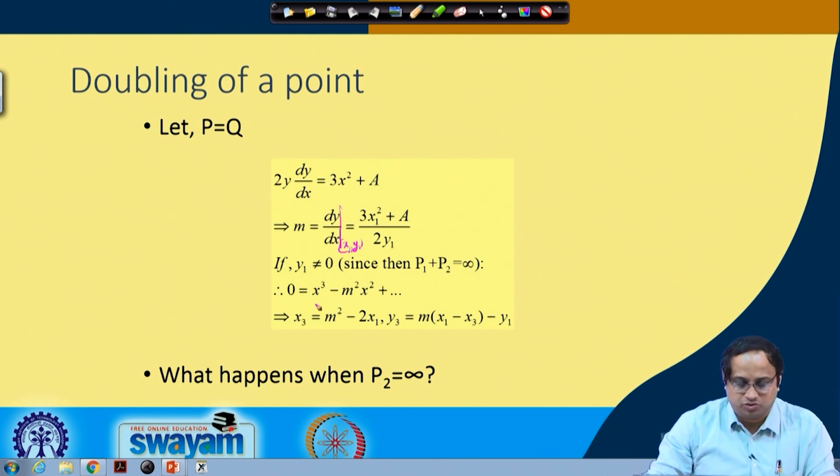Again we apply the same thing. In this case there are two roots and both of them are the same, so that is x1 plus x1, that is 2x1. Note that the characteristic is neither 2 nor 3, so I can write x3 as m squared minus 2x1. Likewise I can obtain y3 exactly like what we saw in the previous case. Now the question is, what happens when one of the points is the point at infinity, or O?